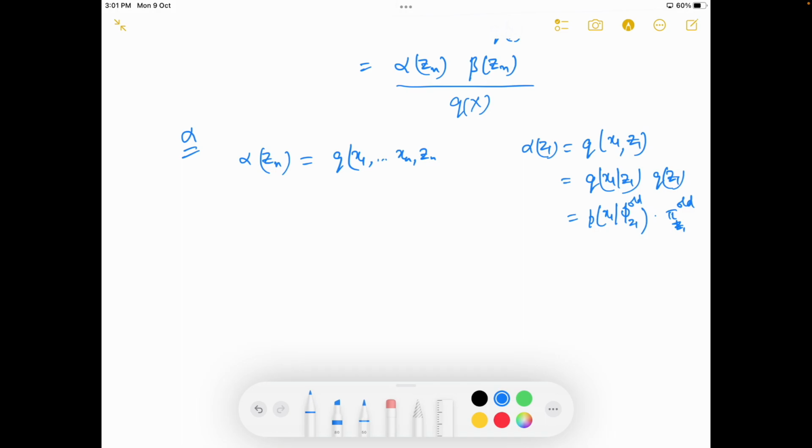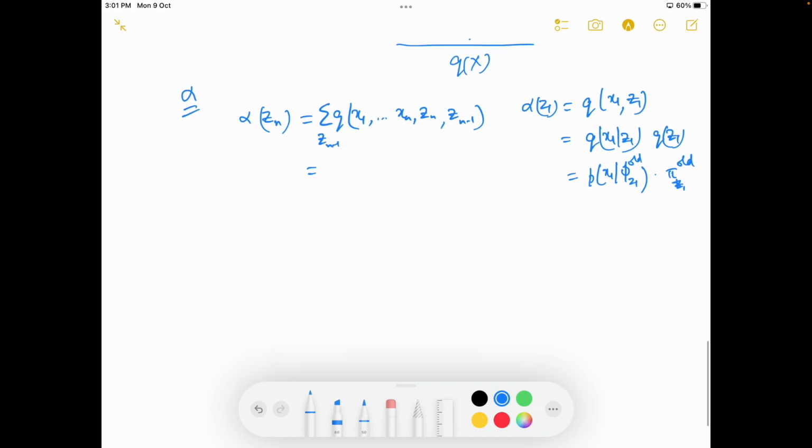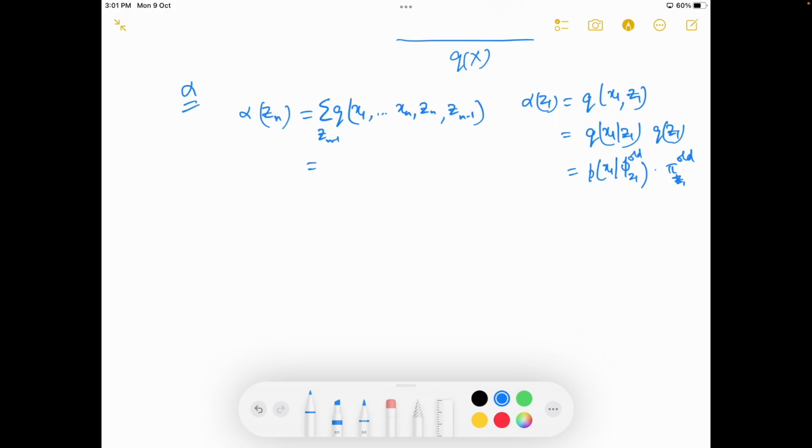In the PDF, how do we introduce Zn minus 1? Marginalize. Very good. So we just say comma Zn minus 1 and marginalize over Zn minus 1. Now let's try to break it in terms of alpha Zn. What do we need? I need everything up till xn minus 1 and I need Zn.